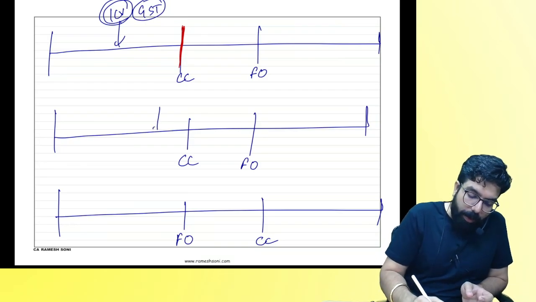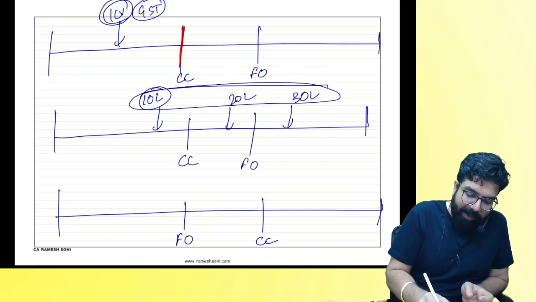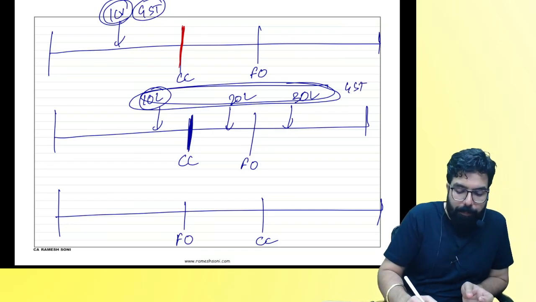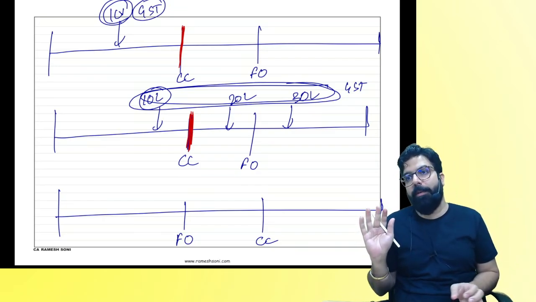Okay. I received 10 lakh here, 20 lakh here, 30 lakh here. Will GST come? Why? 1 rupee was received before the cutoff date. Can I go ahead, everyone?